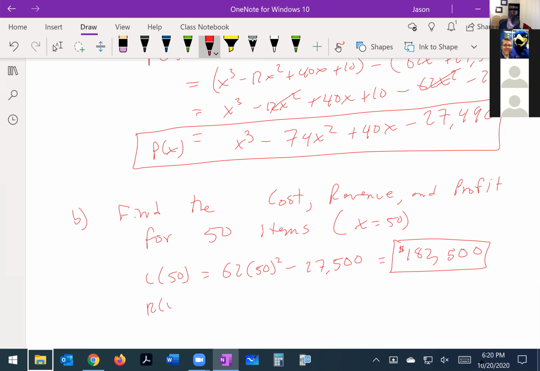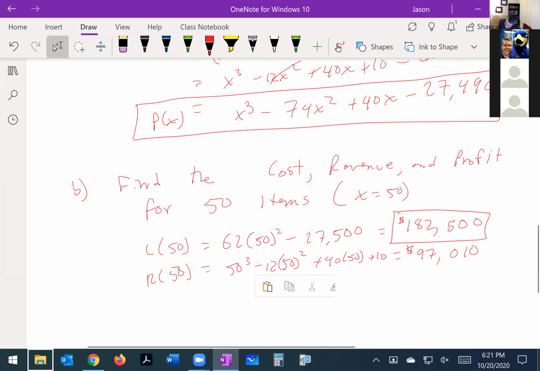What about the revenue? The revenue at 50 is just going to be x cubed, so that's 50 cubed, minus 12 times 50 squared, plus 40 times 50, plus 10. If I plug that into a calculator, I should get 97,010.